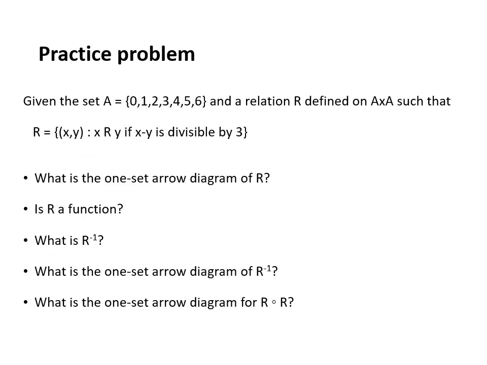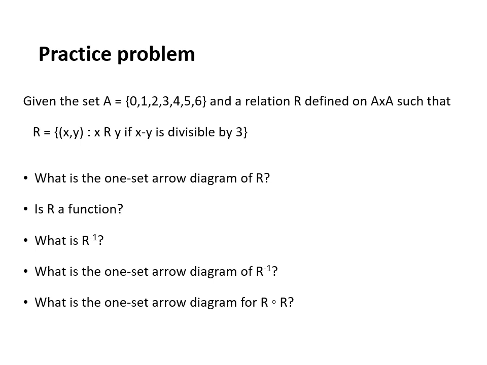Let's look at the next one. So this one is related to relations. So given the set A, which is equal to 0, 1, 2, 3, 4, 5, 6, and the relation R defined on A times A such that R is equal to the set of pairs x, y, where this pair belongs to R if x minus y is divisible by 3. So now there we have a bunch of different questions about this relation.